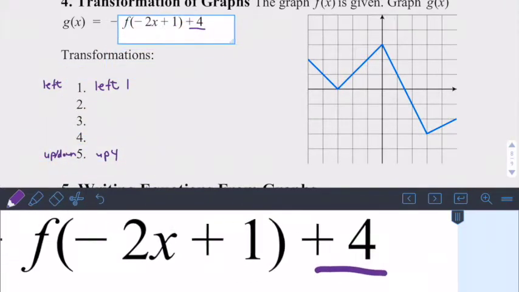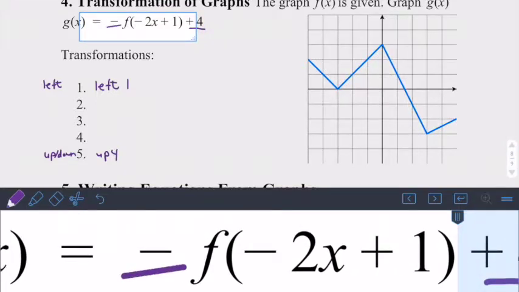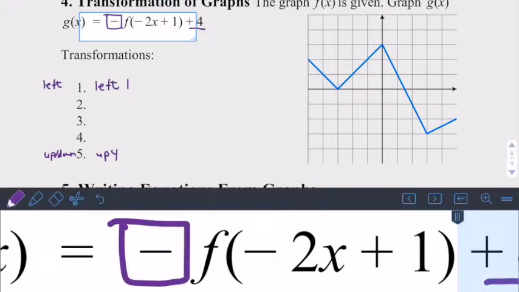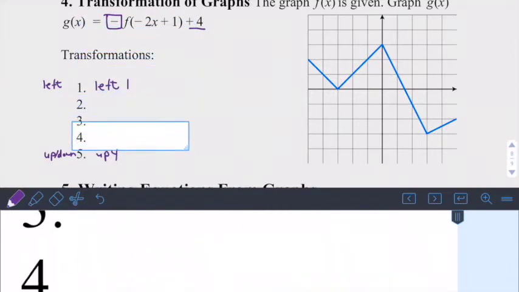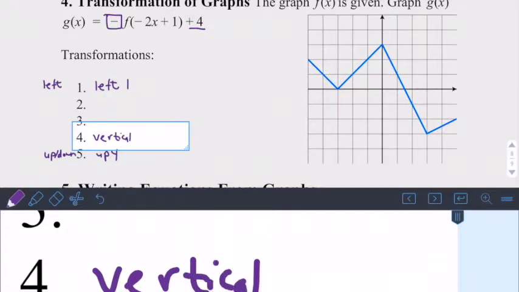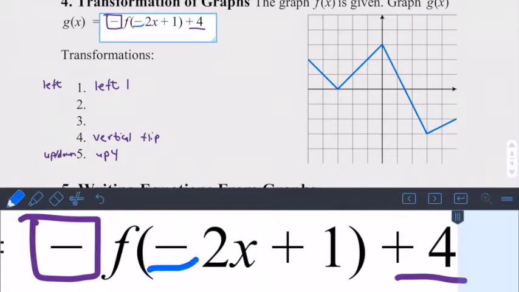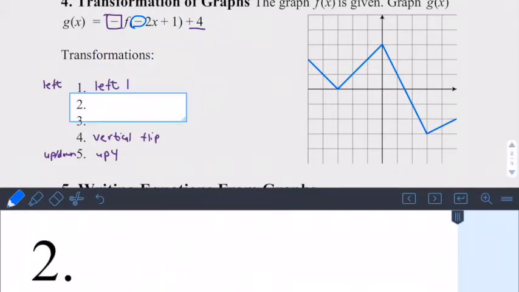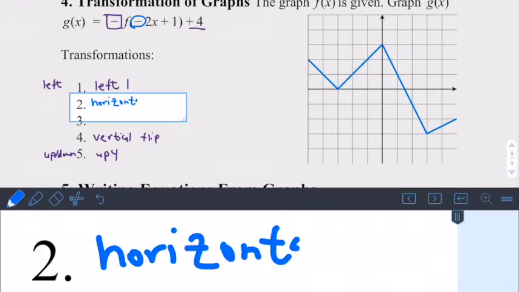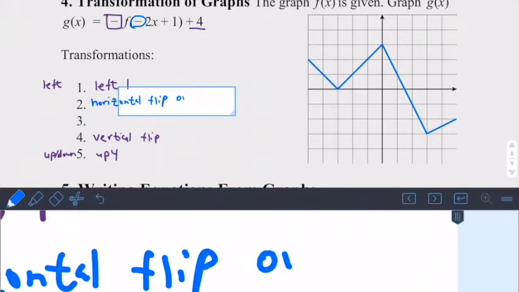Then we have some other stuff. We have a negative outside. That means we flip in the vertical direction. We've done that before. I'm going to put it down here. AKA reflect. We have a negative on the inside. We haven't seen that in a long time. A negative on the inside is a horizontal flip. AKA reflect over the y-axis.